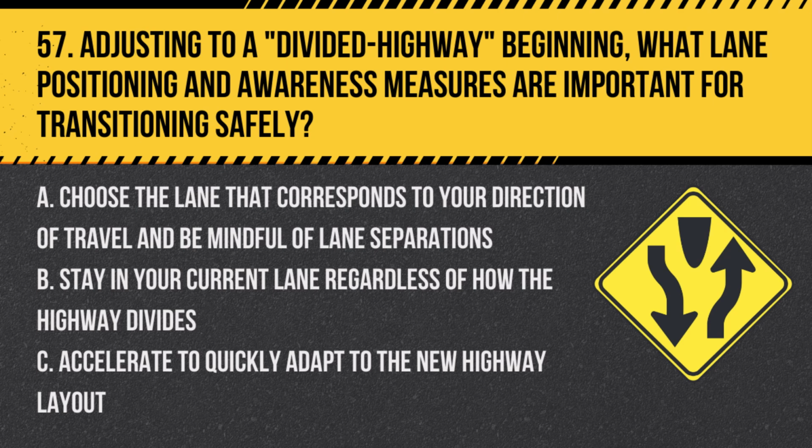Question 57. Adjusting to a divided highway beginning, what lane positioning and awareness measures are important for transitioning safely? A. Choose the lane that corresponds to your direction of travel and be mindful of lane separations. B. Stay in your current lane regardless of how the highway divides. C. Accelerate to quickly adapt to the new highway layout.